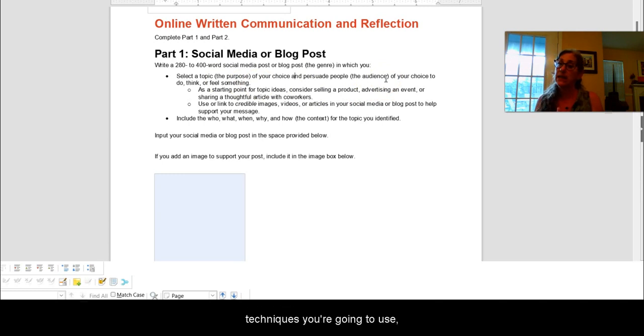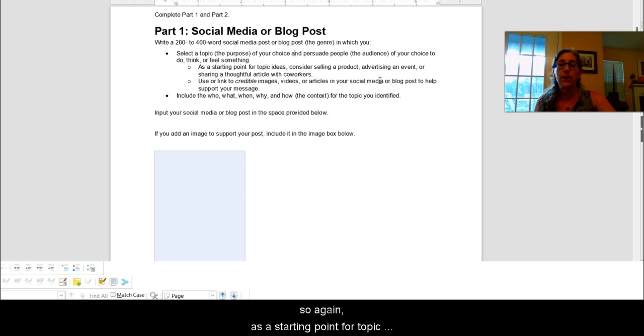Because you have to think about what techniques you're going to use, what language you're going to use, what's going to be the best organizational structure, your tone of voice, and those elements in writing. And you have to think about what you want them to do or think, or how you want them to feel. So again, as a starting point for topic ideas, consider maybe selling a product, advertising an event, or sharing a thoughtful article with coworkers that might be helpful for them.